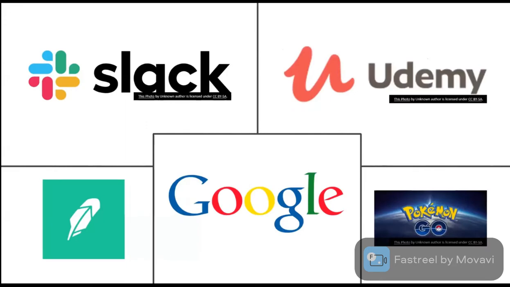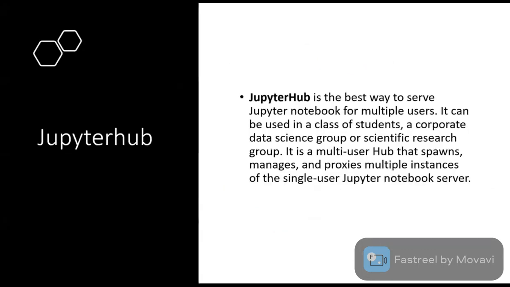Kubernetes was first invented by Google. All of Google Cloud runs on Kubernetes, while Google is not the only one using it. As you can see, Slack, Udemy, and many others are using Kubernetes right now.